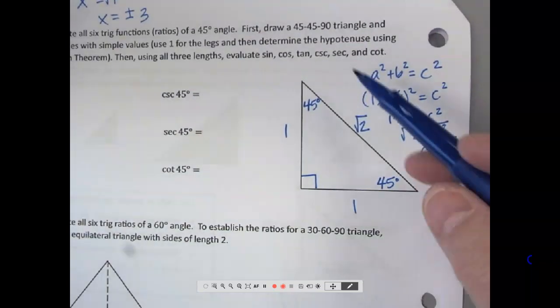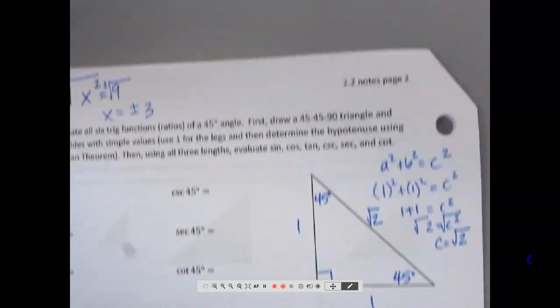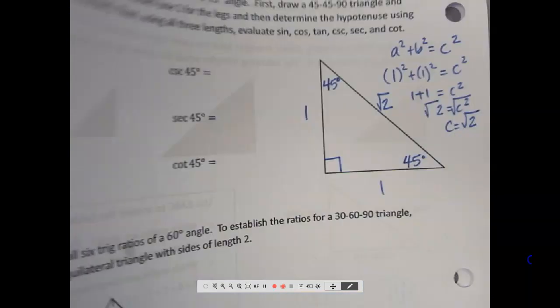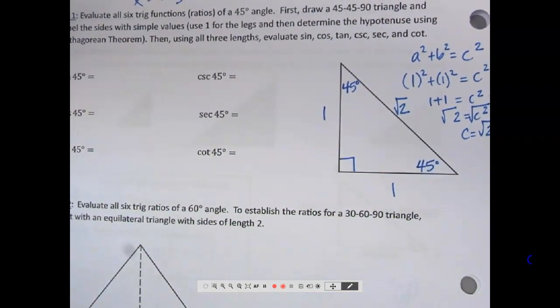Okay, so which angle am I looking at? Remember on the previous page I said what's opposite and adjacent depends on which angle you're using. Which angle am I using?